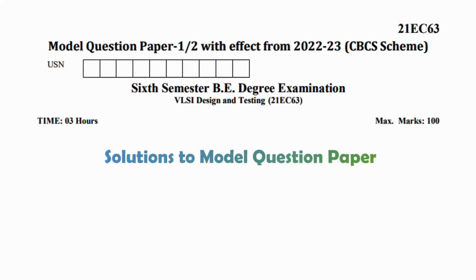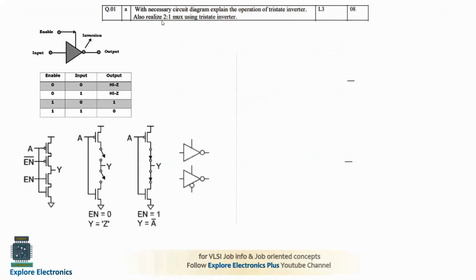In this video, let's see the solutions to the model question paper of the subject VLSI Design and Testing with the code 21EC63. The first question is, with necessary circuit diagram, explain the operation of tri-state inverter and realize 2:1 mux using tri-state inverter. Here the tri-state inverter is a normal inverter with a control signal.